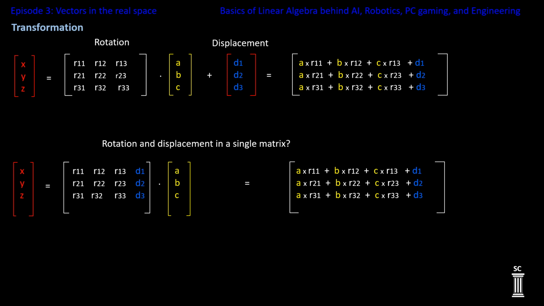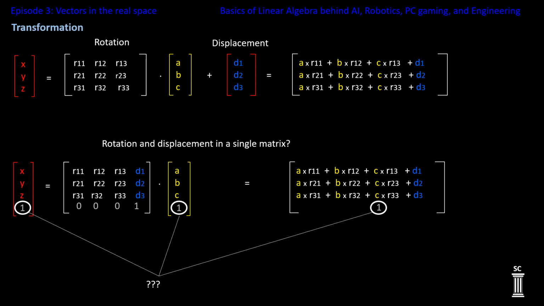But the mathematicians were clever and added something to it. They added 1 to each vector and 0, 0, 0, 1 to the matrix. But what's the meaning of those 1s? The 1 is not really part of the vector, because we live in a three-dimensional world, so the vector has only 3 elements. The 1 is only there to make this little trick work. Therefore, I'm going to call the 1 a dummy. It's not really part of the vector, but only there to make the calculation work.